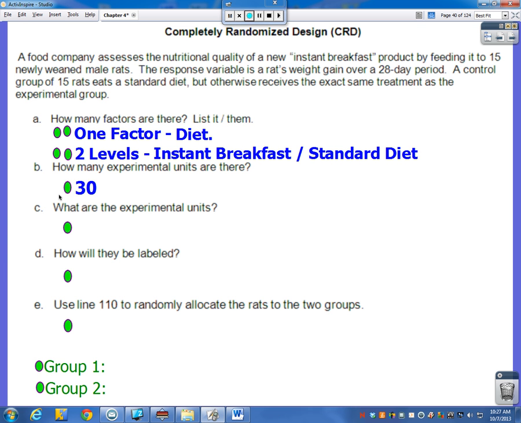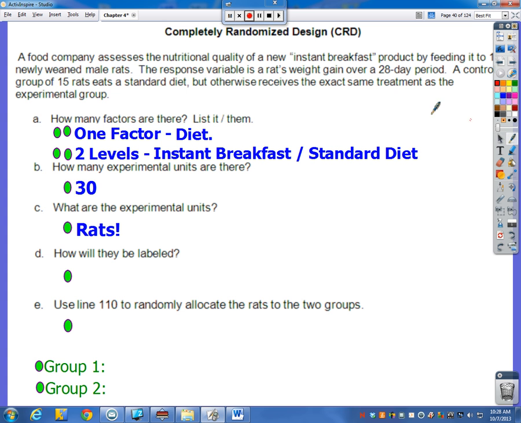How many experimental units are there? Well, we have 30, because we're going to be feeding the instant breakfast to 15 rats, and then we're also going to use a control group of 15 more rats to get the standard diet. So in total, we have 30 experimental rats to deal with here. What specifically are our experimental units? Those are our newly weaned male rats. So if you wanted to be super specific, you could say newly weaned male rats are the experimental units, or you could just say rats in general.